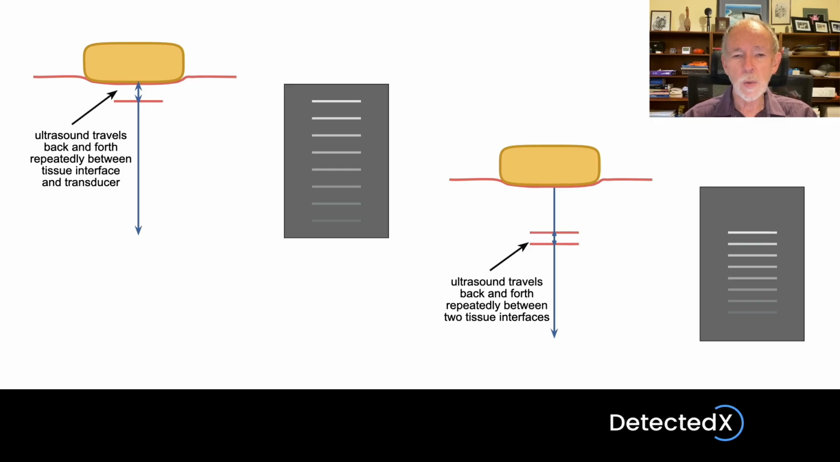On the right, we have something very similar, but now the reverberation is occurring between two parallel tissues within the body. Once again, the ultrasound travels backwards and forwards repeatedly between those two tissues, and so again we get a series of equally spaced echoes. And again, the soft tissue between those two reflectors is going to be repeated as well. Now let's look at a couple of images.